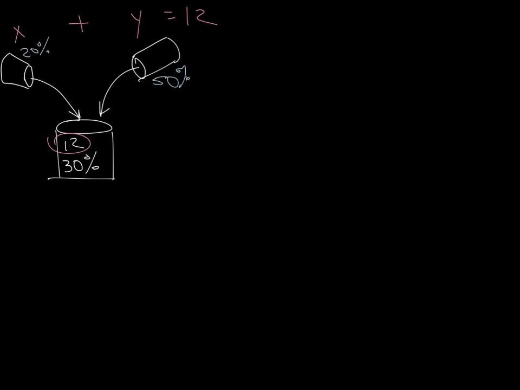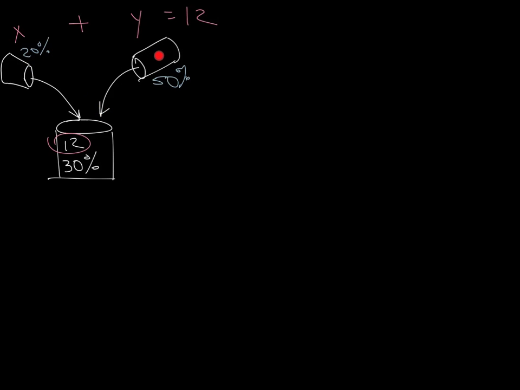So when we take this quantity times 20%, that'll give us the amount of alcohol we're putting in here. And if we take 50% of the amount we pour in here, that'll tell us how much alcohol we're putting in. So like this one here, if we put 10 gallons of this 50% in there, how much of that 10 gallons is alcohol? Well, 50%, half of it. So 5 gallons of this is going to be alcohol.